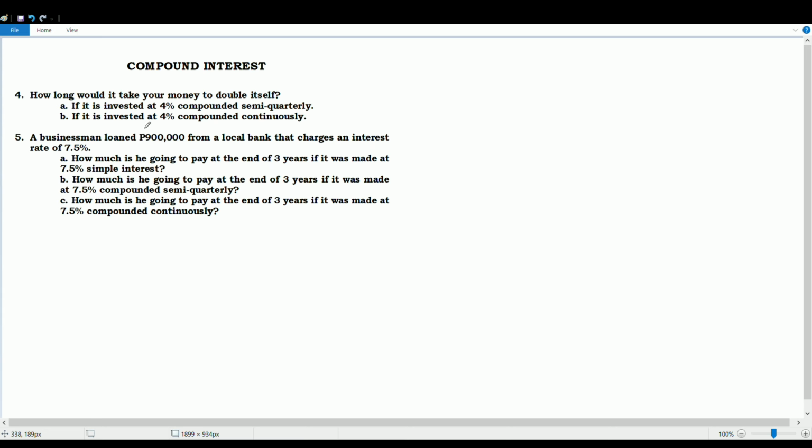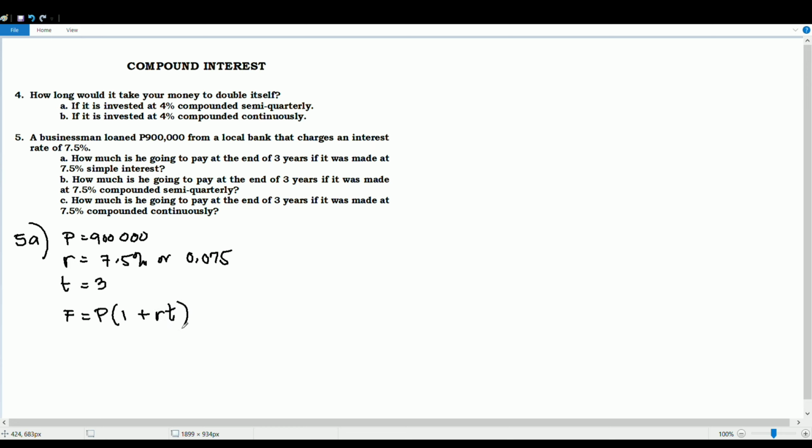So let's solve first item letter A, so 5A. In this case, the principal amount is 900,000 pesos and our rate is 7.5% or 0.075. The term is 3 and it is a simple interest. So we have to use the formula of simple interest, that is F equal to P times (1 plus rt). And we are looking for the maturity value or the future value F. So we have the principal amount 900,000 times (1 plus 0.075 times 3).